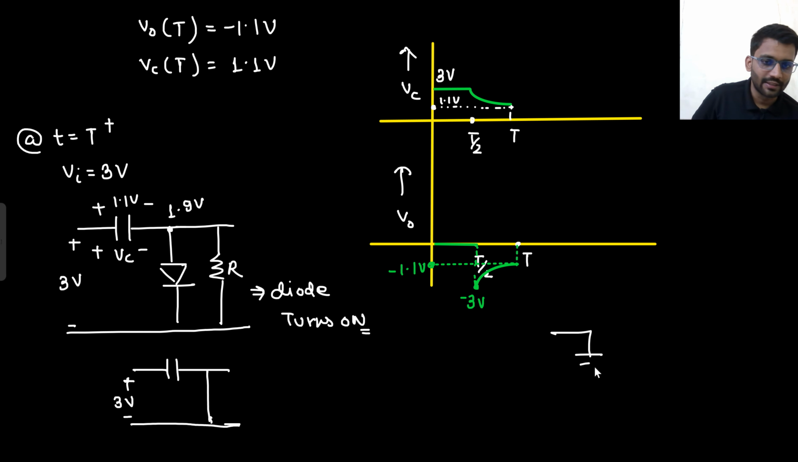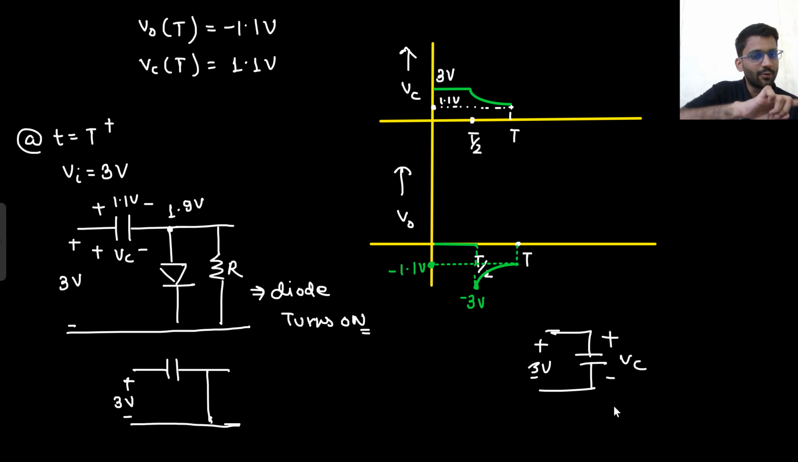What do I mean to say? This is the capacitor, this is 3 volt. Now what will be the VC value now? Suddenly it will be 3 volt. There is a property of capacitor that it cannot change its voltage instantaneously, but here it will change its voltage instantaneously. Why so? Because there is infinite current flowing through the capacitor.